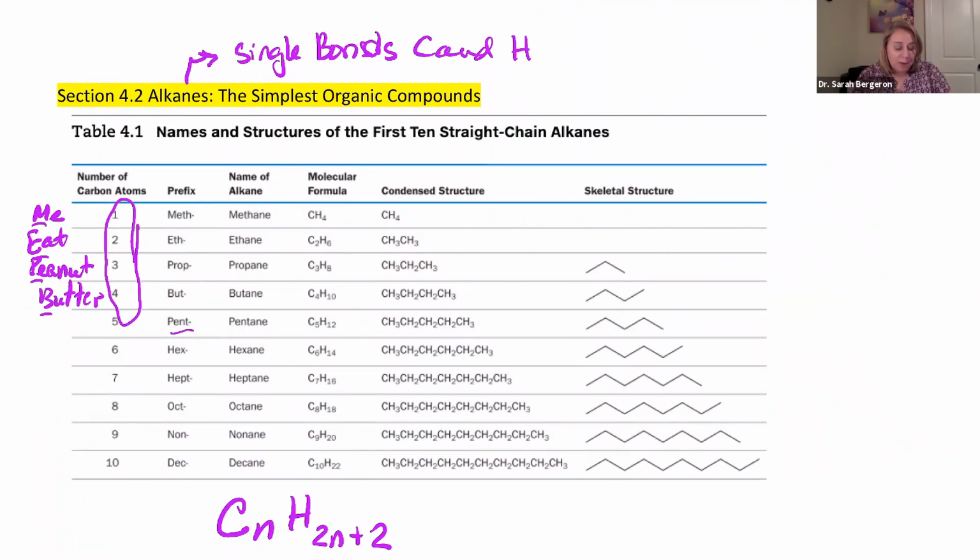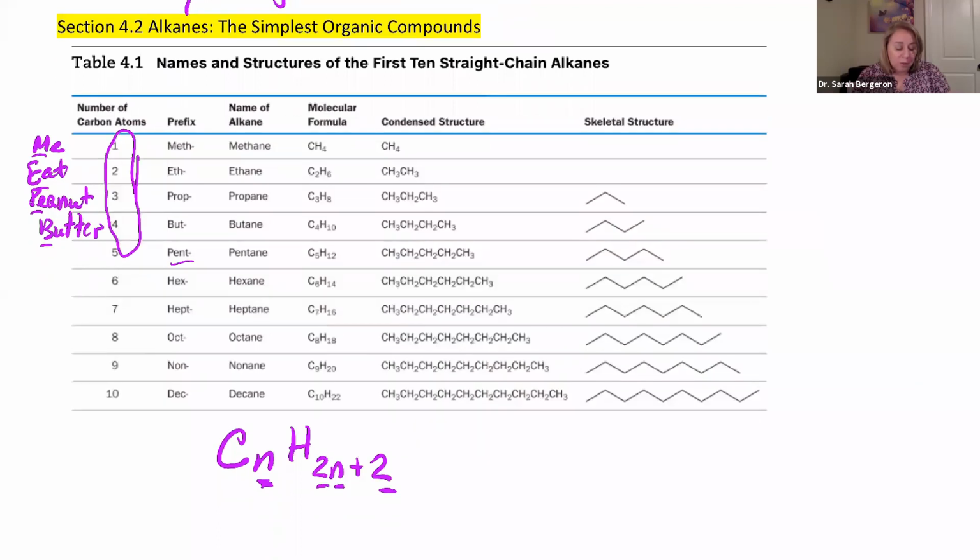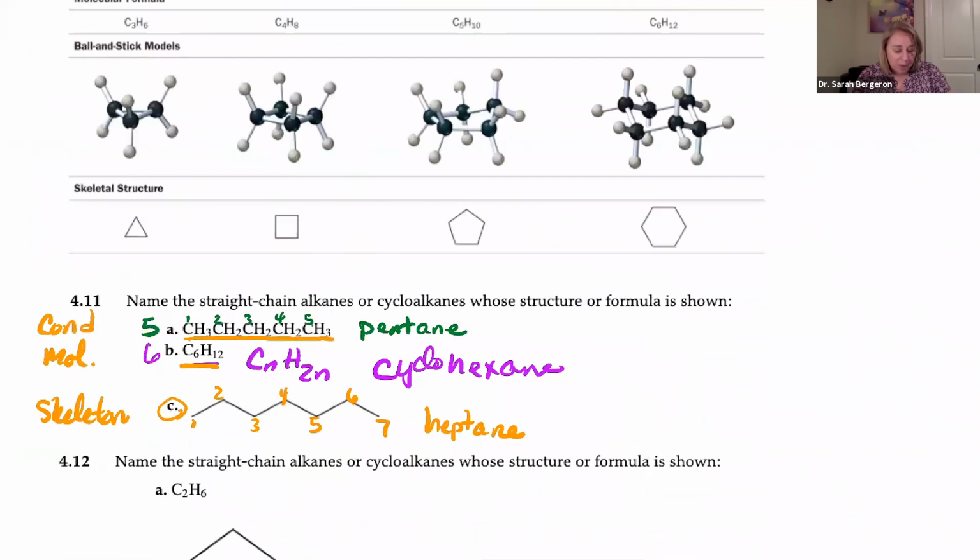And remember, you have that formula: however many carbon atoms you have, you take that number, multiply it by 2, and then add 2 more. That will give you your number of hydrogens. So kind of remember that.